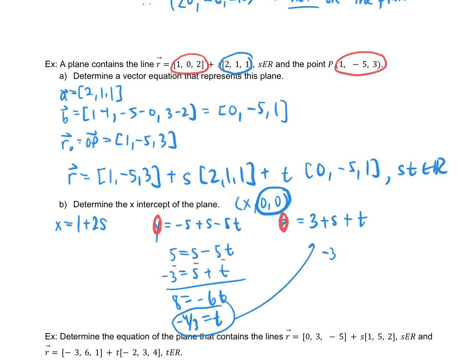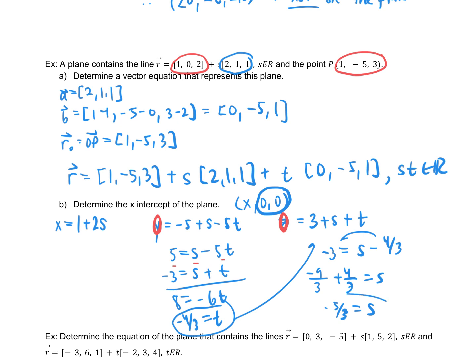So negative 3 equals s minus 4/3. I'll bring the negative 4/3 over, so that's going to be negative 9 over 3 plus 4/3 equals s. I just got myself a common denominator, which is negative 5 over 3 for s. And now we can solve for that x-intercept.